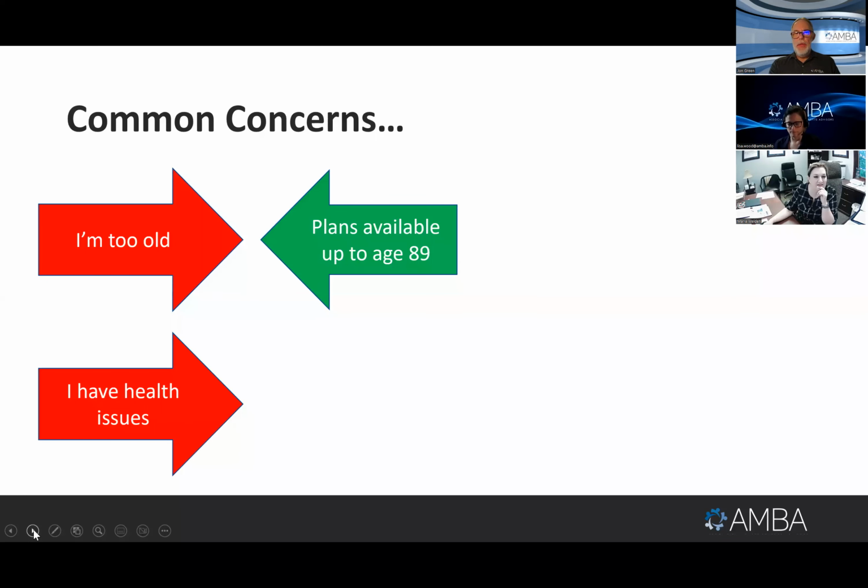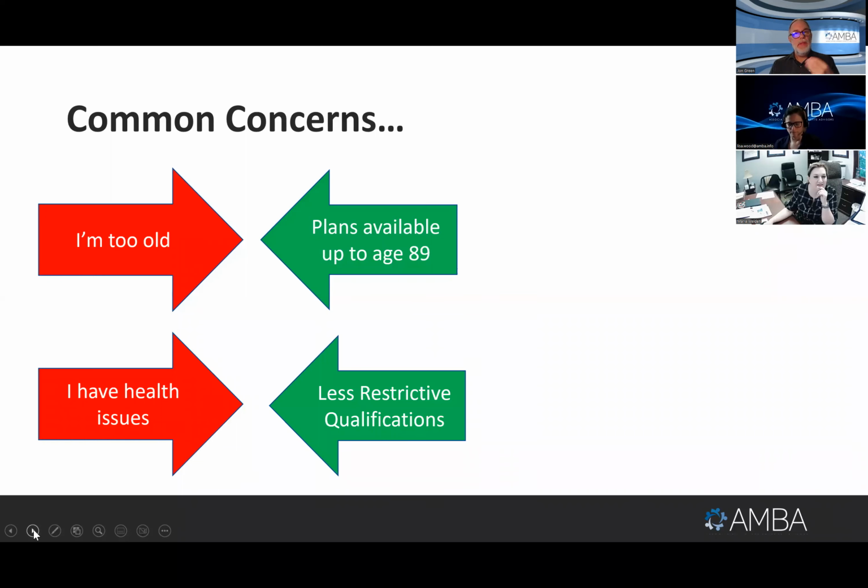Some people say, well, I've got health issues. There are some plans that have less restrictive qualifications. The older we get, the more difficult it is to qualify, but some of these plans, because they know they're just paying for a certain period of time or for certain types of benefits, are less restrictive on the qualification. So I encourage you to do that.